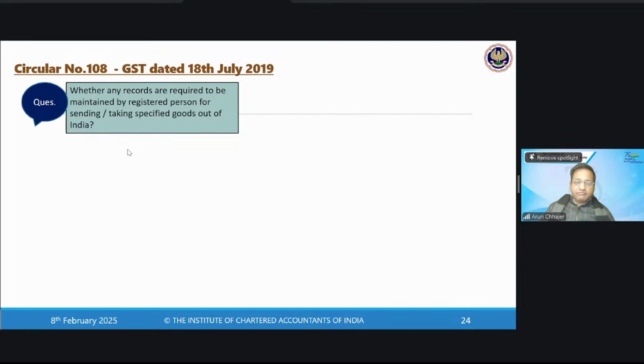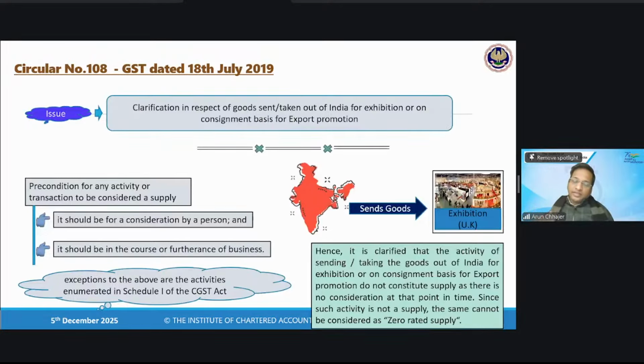I can say bifurcation, whether my transaction is a supply of goods or service. The transaction which is a supply is now further bifurcated as to whether it is a supply of the goods or supply of the service. That has been specified by Schedule 2. Coming back, my transaction which is without consideration can only be treated as supply if it is falling under Schedule 1. Whatever I'm discussing is written in the circular 108.